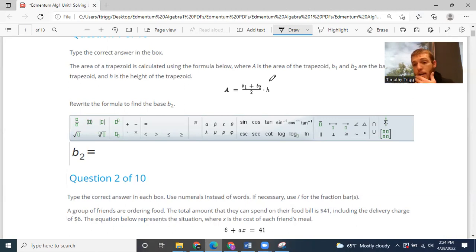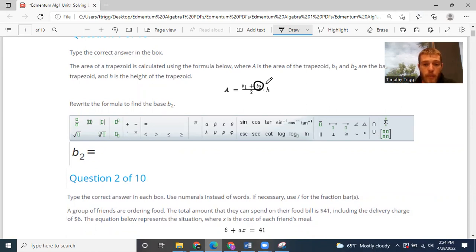It's not something you're going to see often in Algebra 1, but it is something that comes up often in mathematics as a whole. So just be aware that when you see those subscripts, they don't really do anything mathematically. It's just to distinguish two items of a similar type. Okay, so our goal here is to solve for b sub 2. So I want to get b sub 2 by itself.